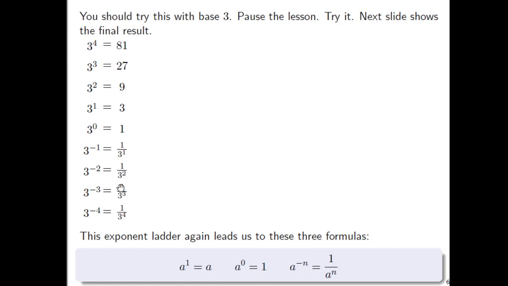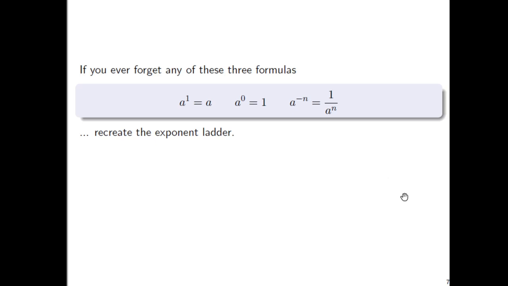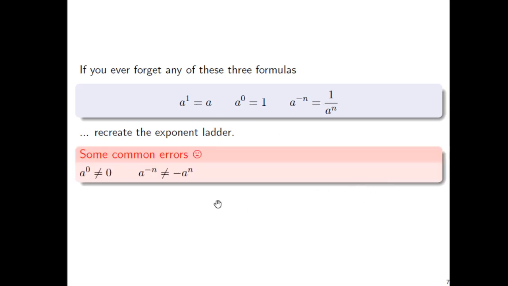And then finally, the bottom 4 rungs here show a to the negative nth is equal to 1 over a to the positive nth. Notice why is it just a positive n and why no more minus sign? Because look over here on the right side in the denominator, there's no minus signs in the exponent. This is trying to tell us that a negative exponent translates into a positive exponent at the cost of pushing the thing into the denominator. So if you ever forget these three formulas, you should recreate the exponent ladder.